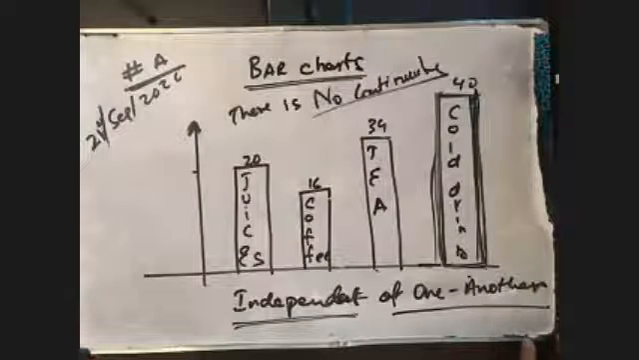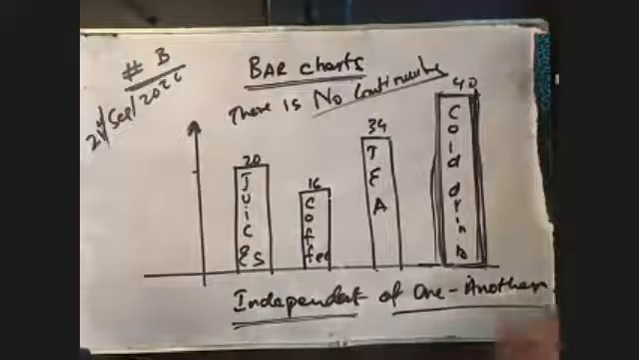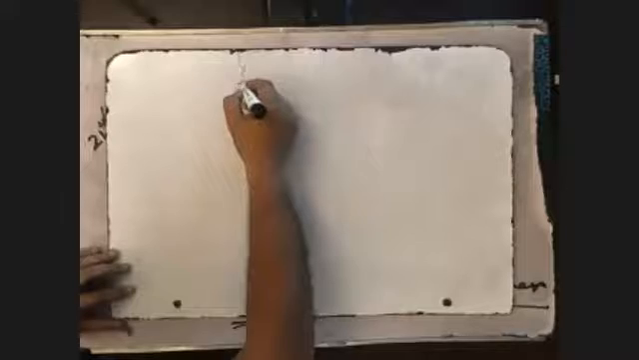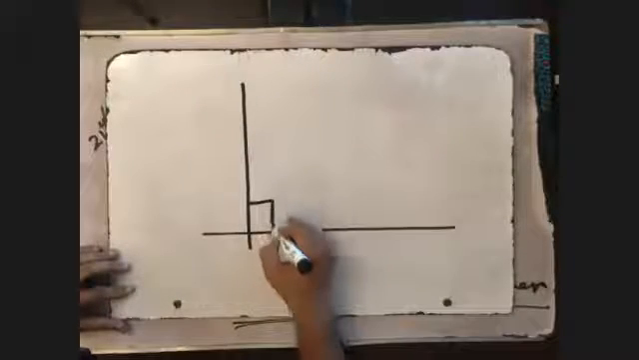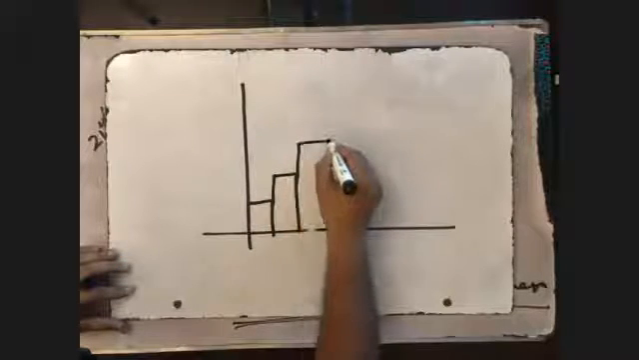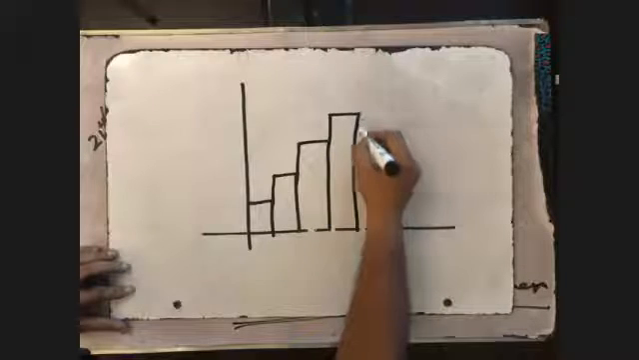Done. So we'll go on to part B now. Part B is about histograms. Now there's a fine line between the bar charts and the histograms. The histograms are also like the bar charts. Only problem is they are neighbors.